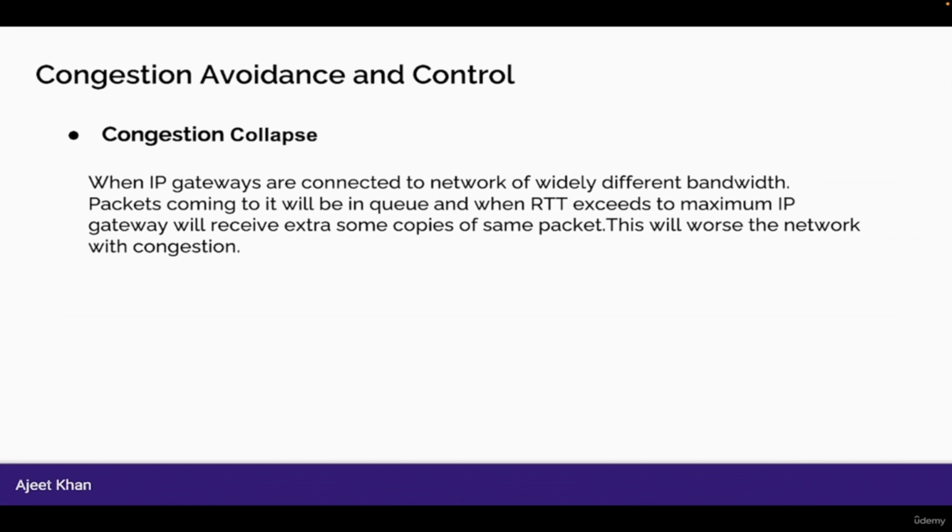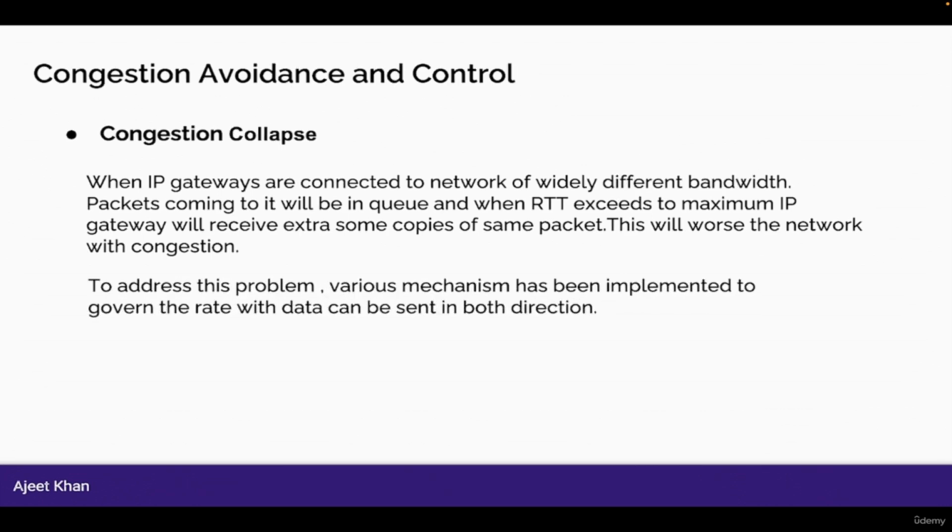This simply means the source is sending packets or data and the destination or any hops in between will receive the packets, and if the RTT exceeds its maximum, that means the time within which it was supposed to respond or process has been exceeded. In that case, another copy of the same data will be sent, assuming that the previous one was lost. This will result in sending the same data again and again, and this will simply congest the network, and this situation is known as congestion collapse.